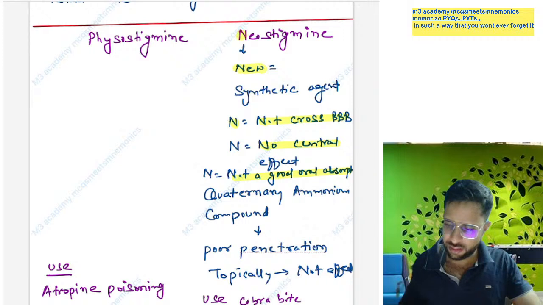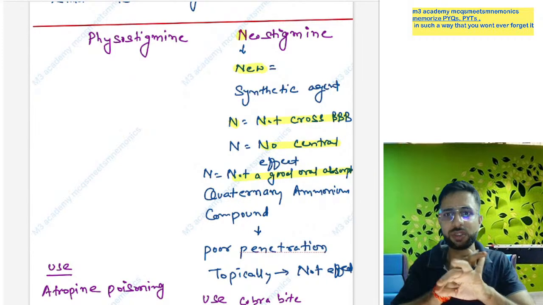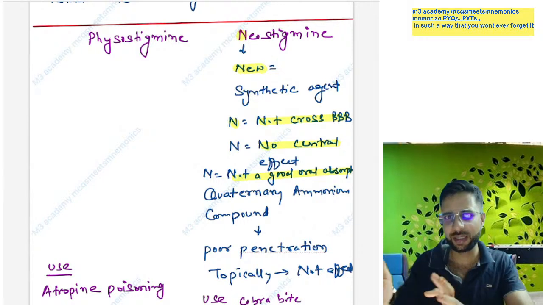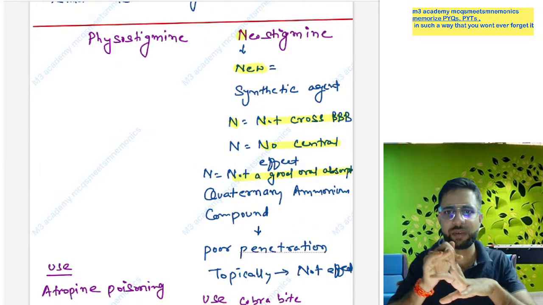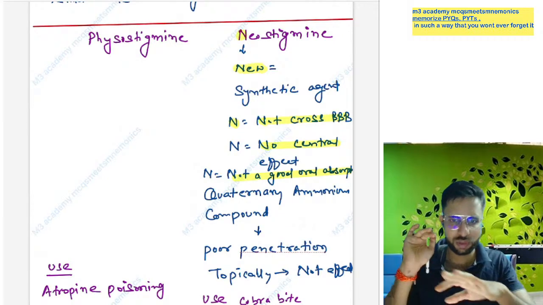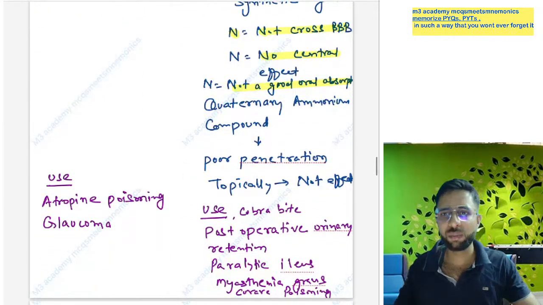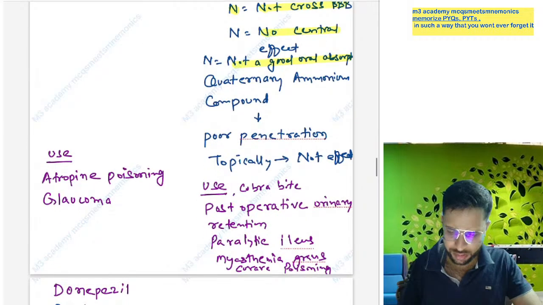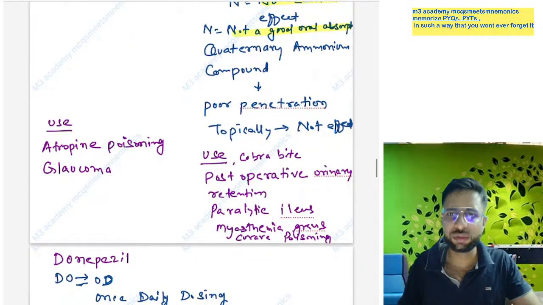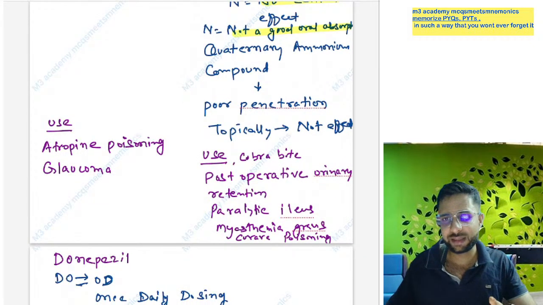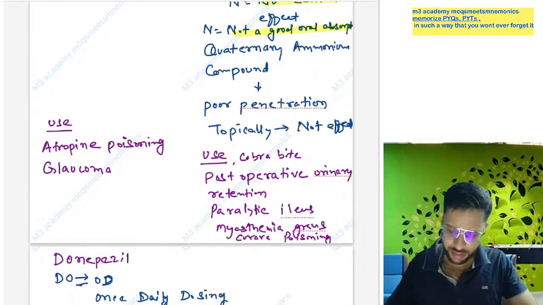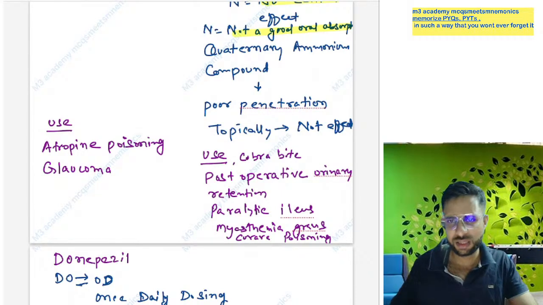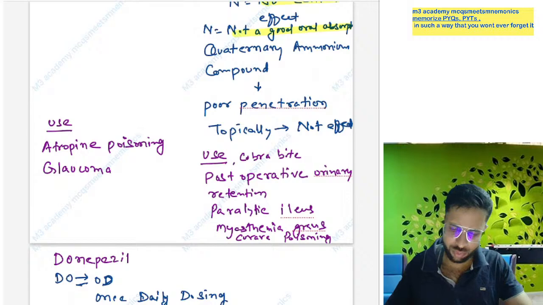So there are many common features in quaternary ammonium compounds. Just remember N for neostigmine, N for new means the synthetic drug, N for not crossing the blood-brain barrier, N for no central action, N for not a good oral absorption. So quaternary ammonium compound, poor penetration. It is also not effective topically. Where do we use neostigmine? It is used in neuroparalysis type, cobra or krait bite, also neuromuscular diseases like myasthenia gravis and curare poisoning, postoperative urinary retention, paralytic ileus. In all of these we use it.